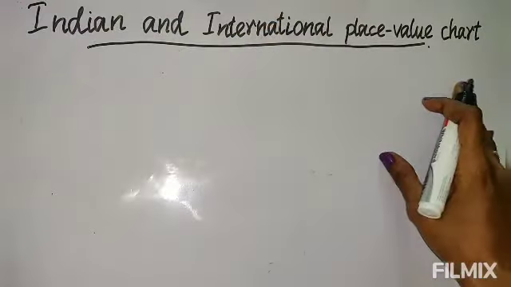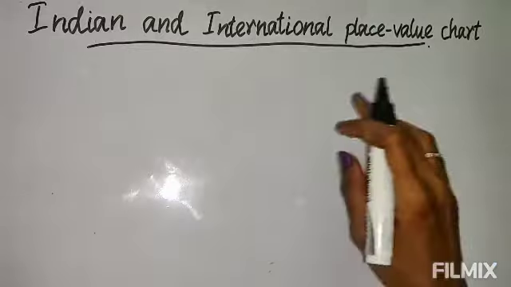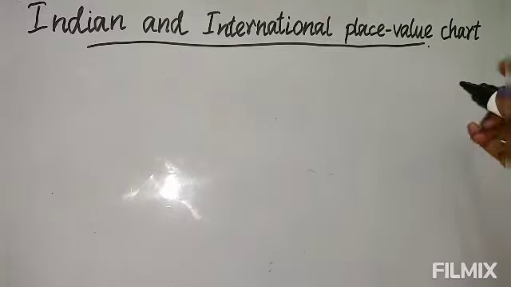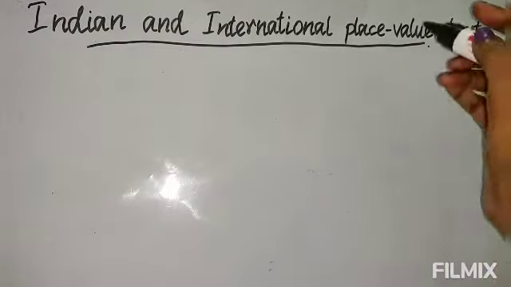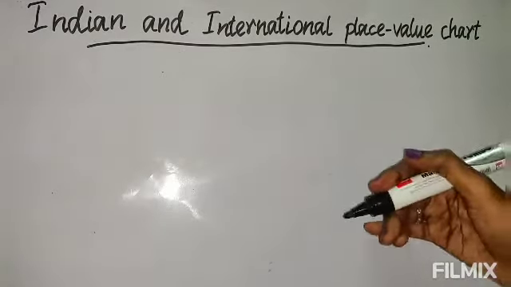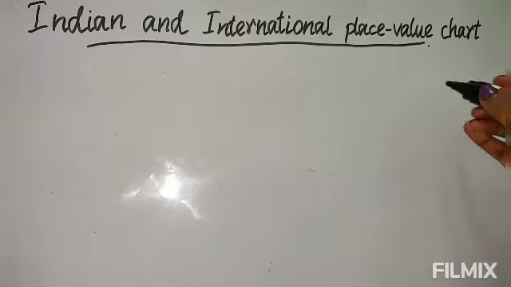Good morning children. Today we are going to see the international place value chart. Already I have taught you the Indian place value chart, the periods and the places. Let's see that first, the Indian one, then you compare it with the international one, and then it is easy for you to understand. I think last year also I have taught you.